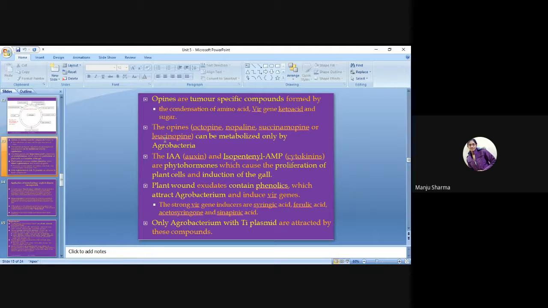Plant wound exudates contain phenolics which attract agrobacterium. The strong vir inducers are syringic acid, ferulic acid, acetosyringone, and sinapic acid, and only agrobacterium with Ti plasmid are attracted by these compounds.